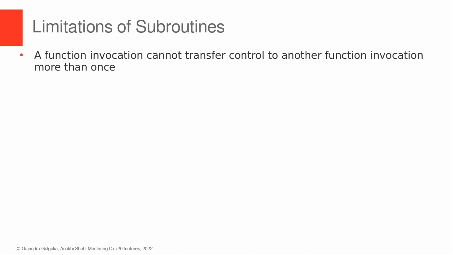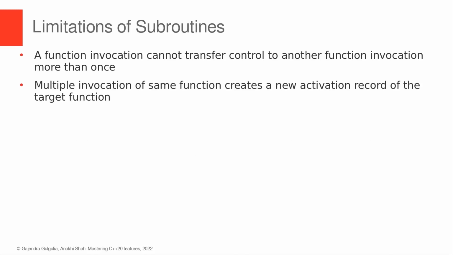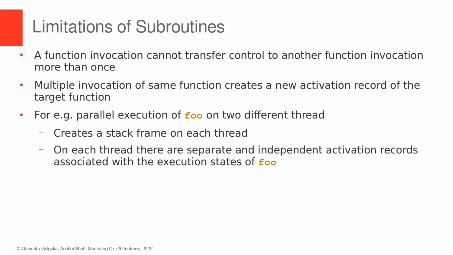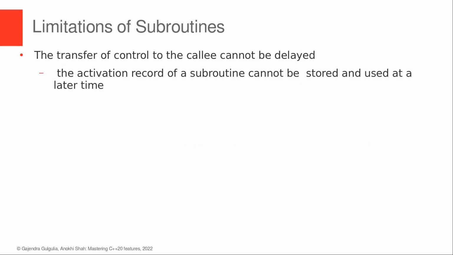A function invocation cannot transfer control to another function invocation more than once. Multiple invocations of the same function create a new activation record of the target function. For example, parallel execution of foo on two different threads creates a stack frame on each thread, and on each thread there are separate and independent activation records associated with the execution states of foo. Transfer of control to the callee cannot be delayed. The activation record of a subroutine cannot be stored and used at a later time.